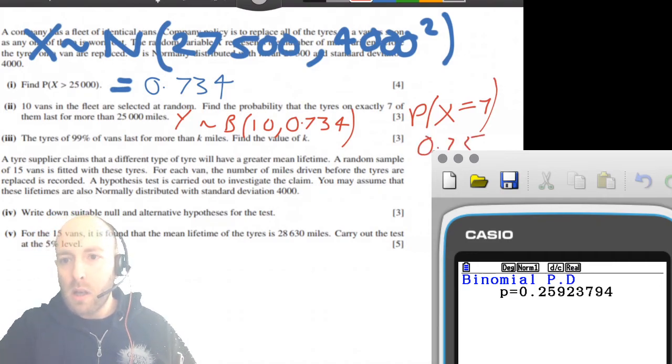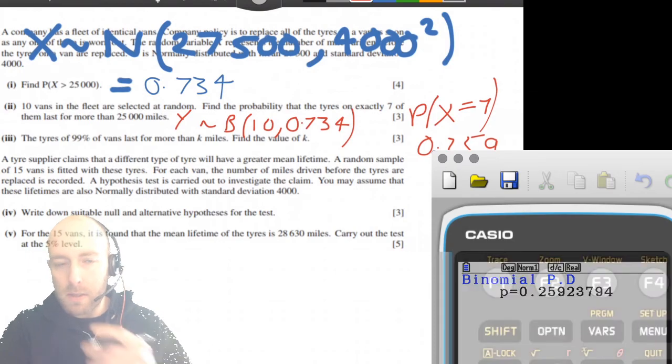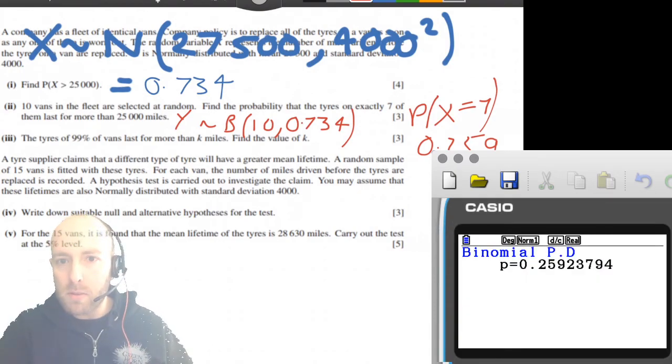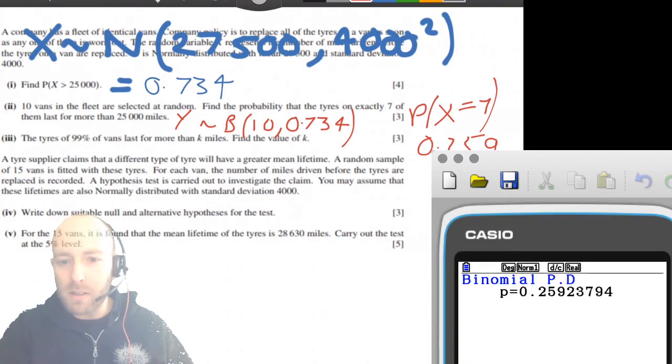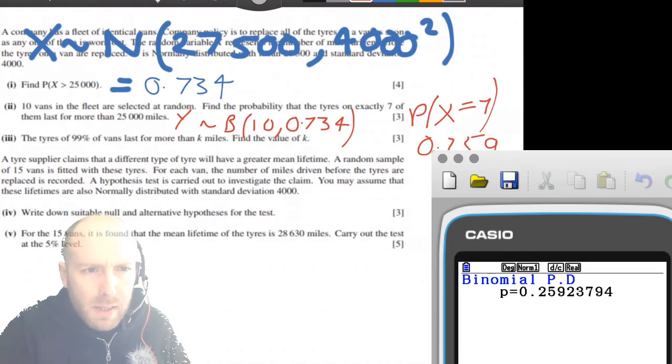Cool. Right, and the last bit there is to work... Oh, what am I doing? Sorry, I'm breaking my calculator here. That's better.